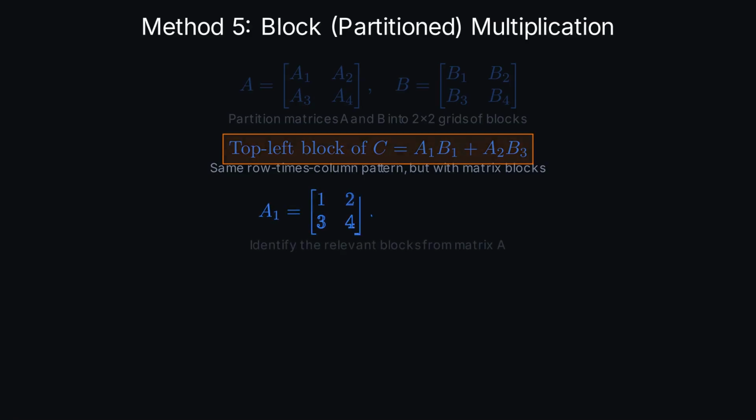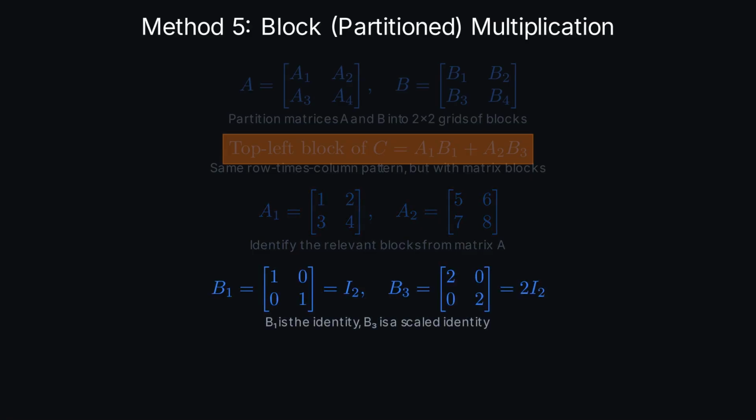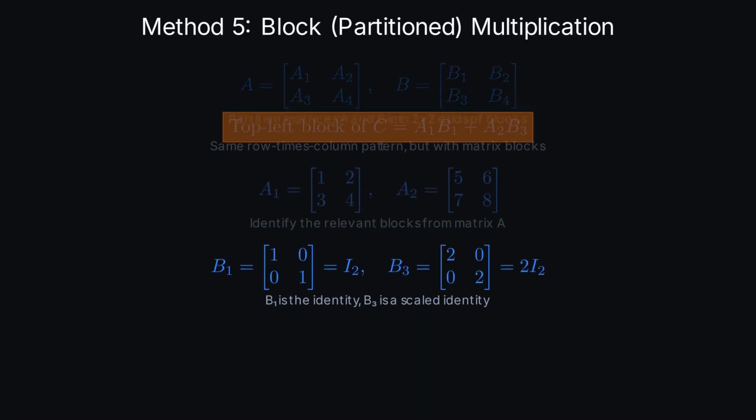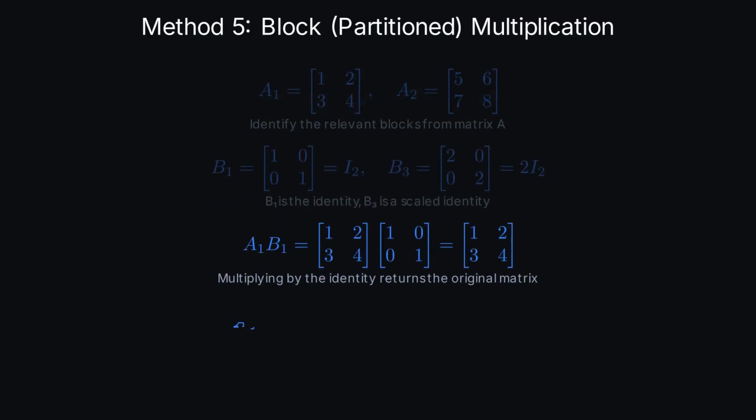Let's work through an example. A1 is the matrix 1, 2, 3, 4. A2 is the matrix 5, 6, 7, 8. B1 is the 2 by 2 identity matrix with 1s on the diagonal and 0s elsewhere. B3 is the matrix 2, 0, 0, 2. First compute A1 times B1. That's the matrix 1, 2, 3, 4 multiplied by the identity, which simply gives 1, 2, 3, 4.